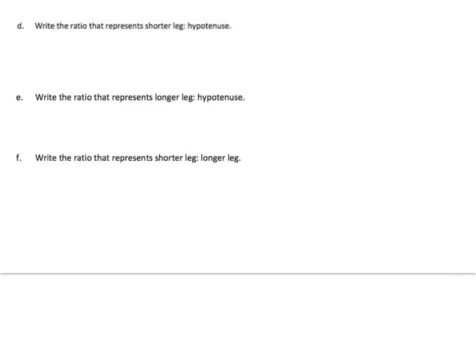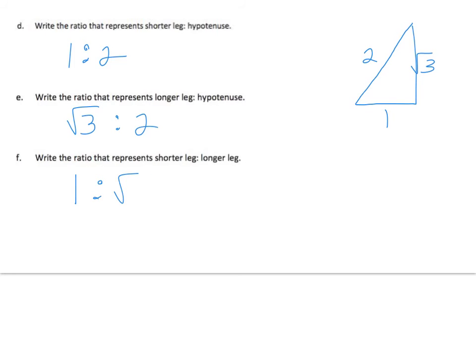Write the ratio that represents the shorter leg to the hypotenuse. So I had a shorter leg, hypotenuse, longer leg. The shorter leg to the hypotenuse would be 1 to 2. The longer leg to the hypotenuse is the square root of 3 to 2. And the shorter leg to the longer leg is 1 to the square root of 3. Cool. Push pause and write that down.